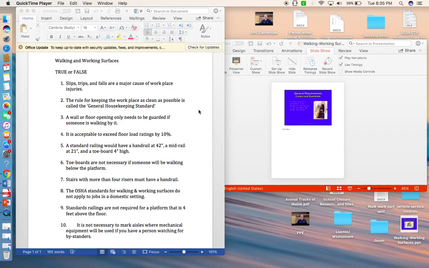Okay guys, today's video is going to be about walking and working surfaces. This is the OSHA standard for walking and working surfaces. You can see on the left of the screen I have the quiz here. I want you to see it in advance. I also attached it to the text in the Remind app.